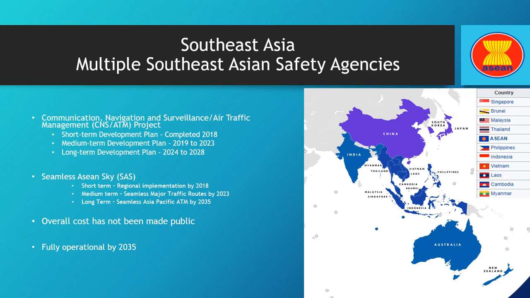So short-term development plan was completed in 2018. Medium-term development plan is 2019 to 2023. Long-term development plan occurs between 2024 and 2028. As far as Seamless Asian Sky, short-term regional implementation was by 2018, medium term 2023, and long-term is 2035, or projected, I should say.